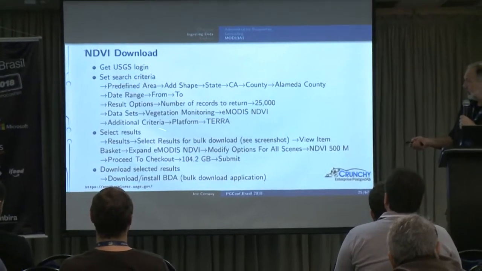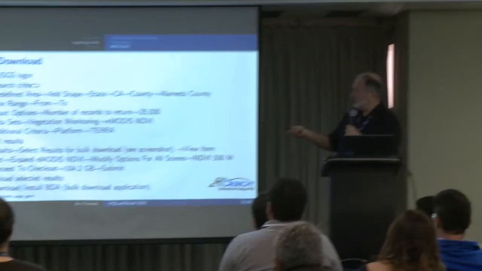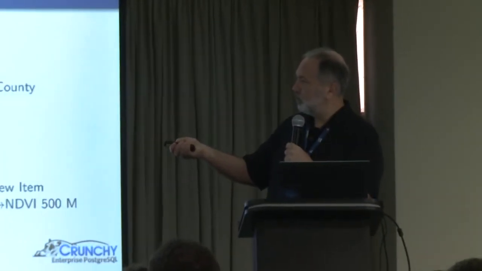But I've outlined, and I'll show you some screenshots, that there is a site for the U.S. Geological Survey. You'll have to get a login, it's free. There's a way to set search criteria for which images you want to download, and this takes you through the menu items that I went through in order to pick out the set of data that I picked out. Basically, what I wanted was the MODIS NDVI, which is that vegetation index. As I said earlier, there are two satellites. I just selected one of them, called Terra. And I actually didn't pick San Diego County.